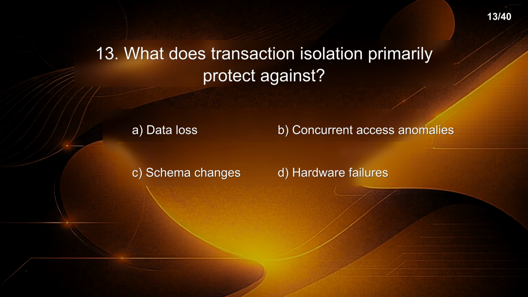13th question. What does transaction isolation primarily protect against? A. Data loss. B. Concurrent access anomalies. C. Schema changes. D. Hardware failures. Correct answer is B. Concurrent access anomalies.